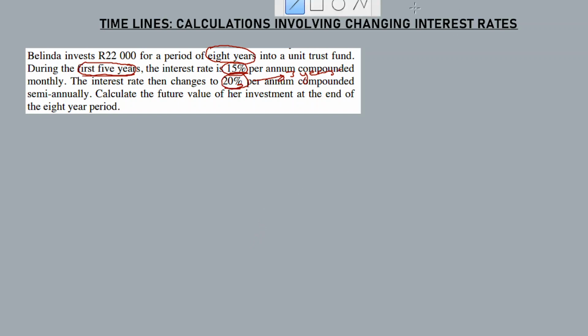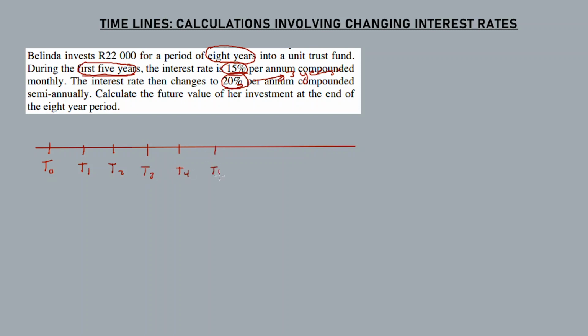Let's have a timeline again. Remember, the purpose of our timeline is to do what? Track down our transactions. So that's the purpose of our timelines. T0, T1, always start with T0, T2, T3, T4, T5, T6, 7, and then T8.